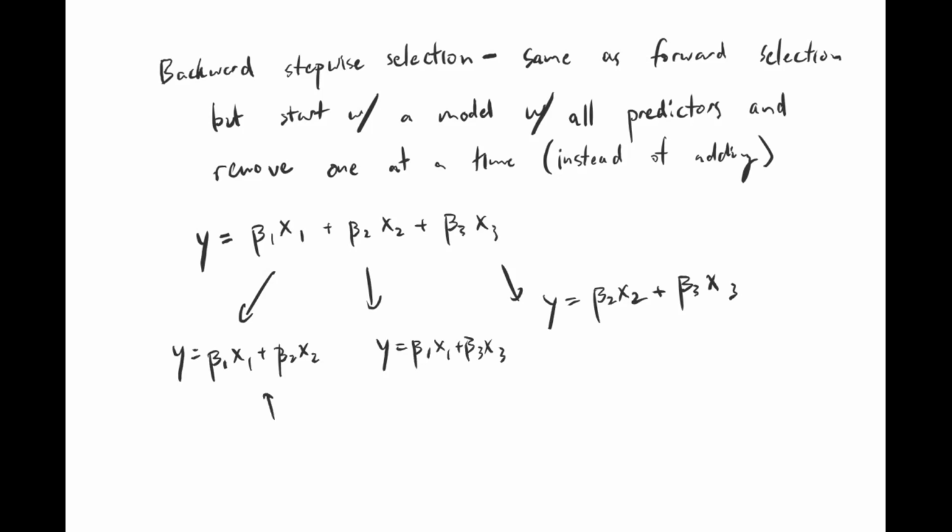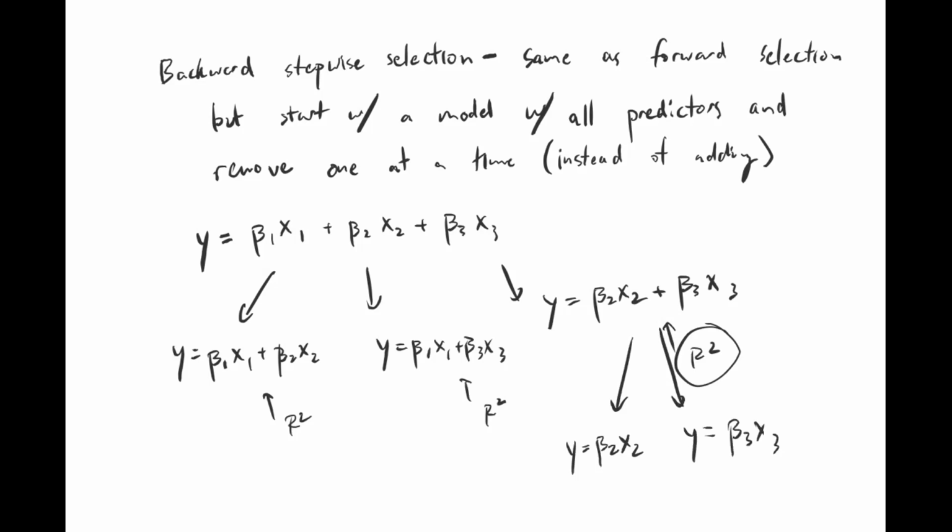We'll look at the r squared for each of these, select the smallest one, and then you'll do y equals beta 2 x2, y equals beta 3 x3, and then you'll do a comparison of your AIC, BIC, adjusted R squared. So it's exactly the same in principle, but we're going from everything to nothing as opposed to from nothing to all the parameters.